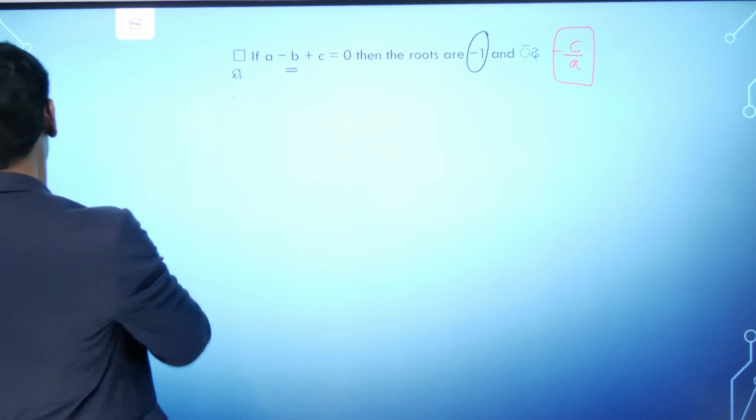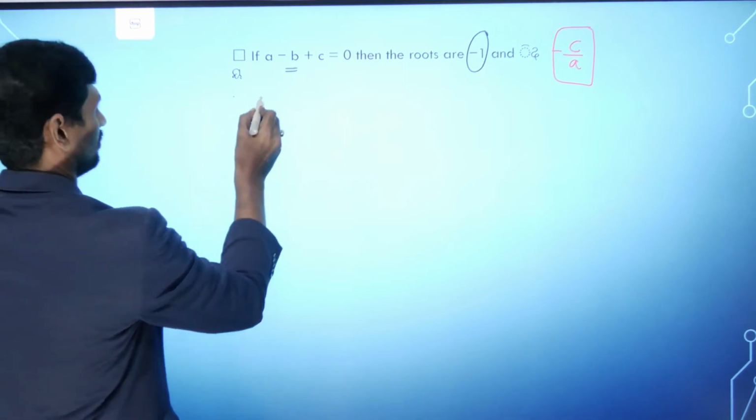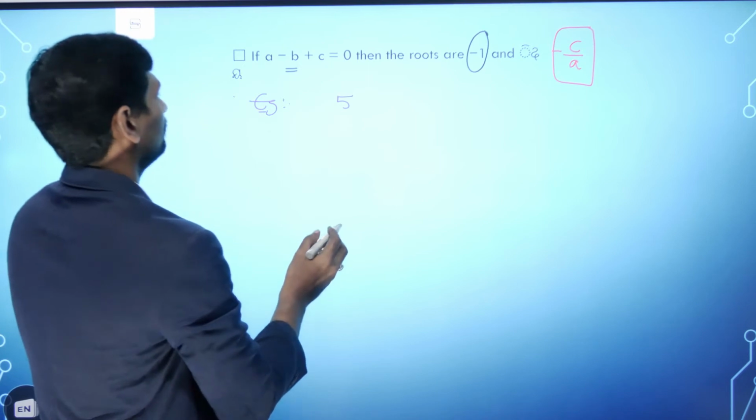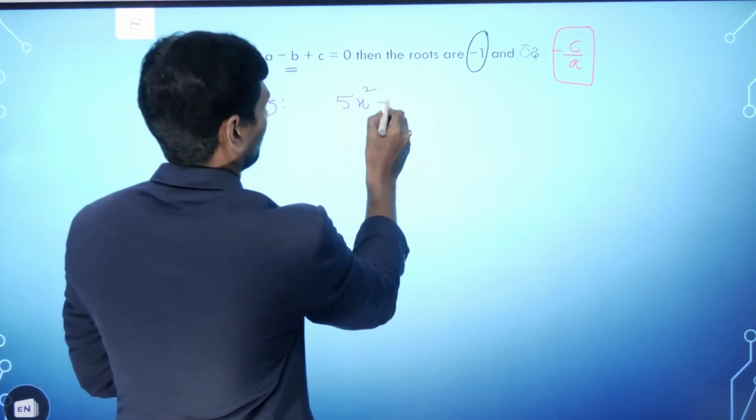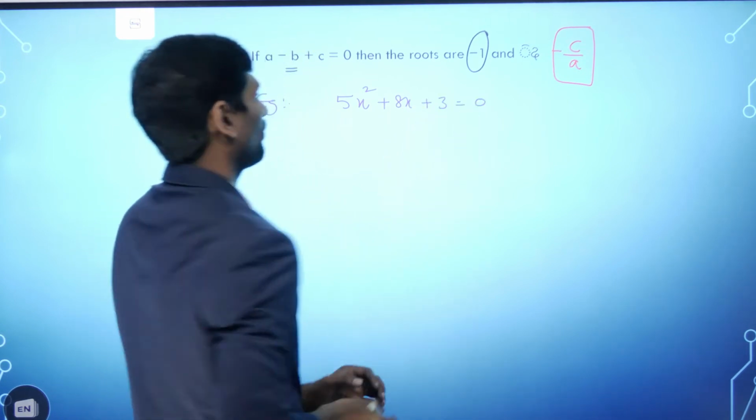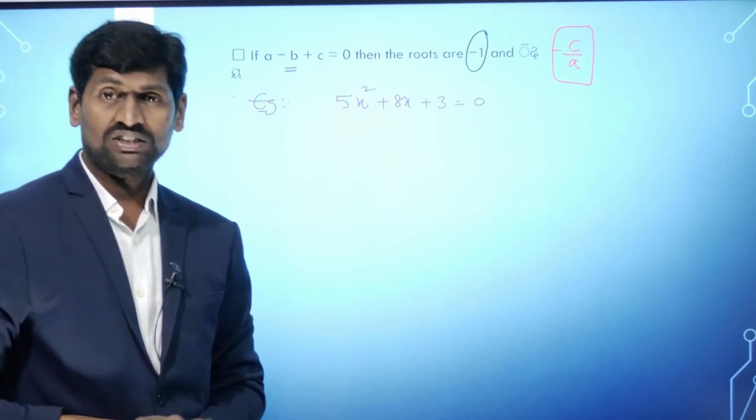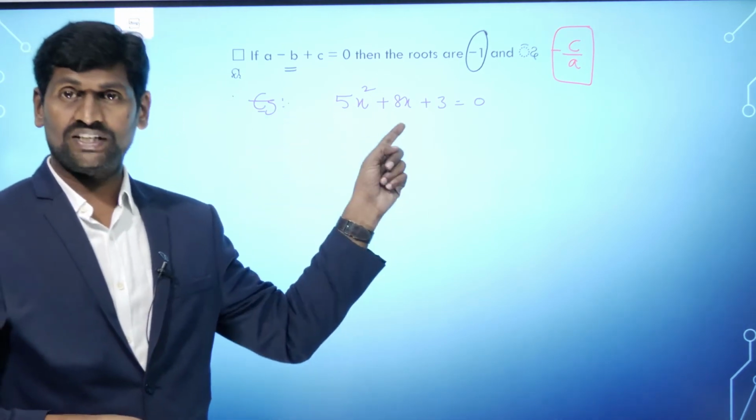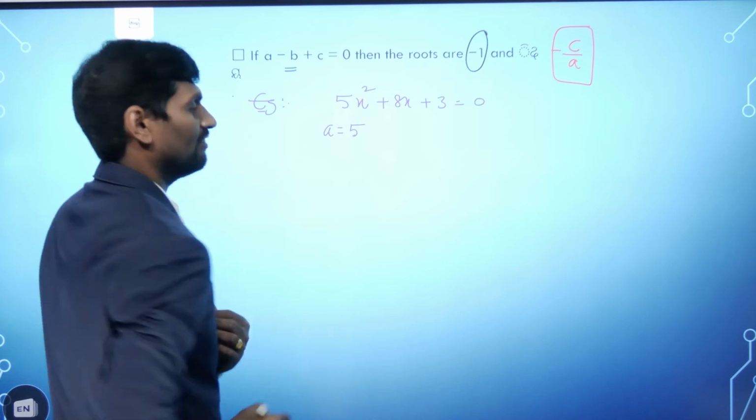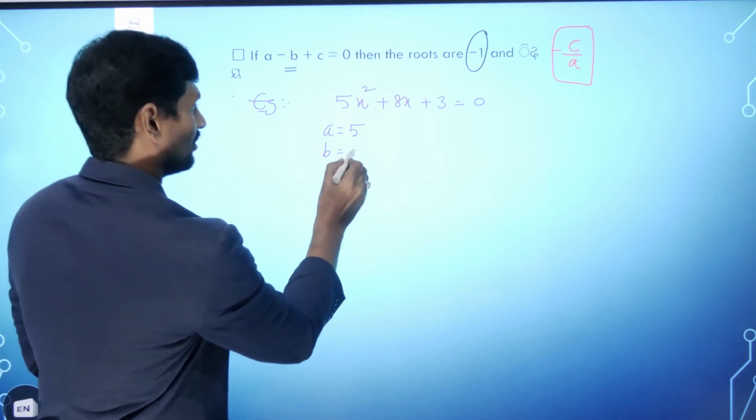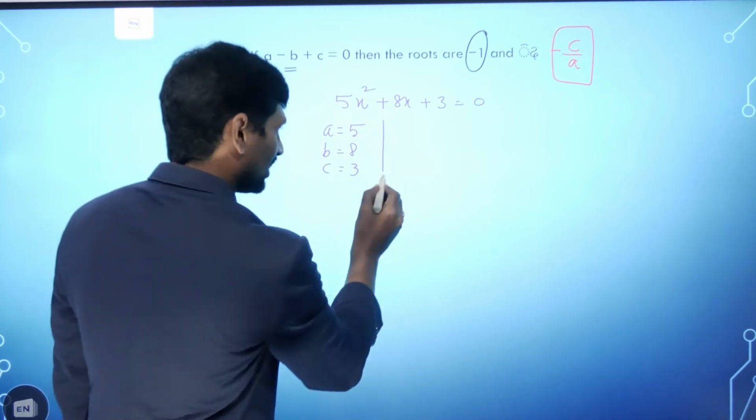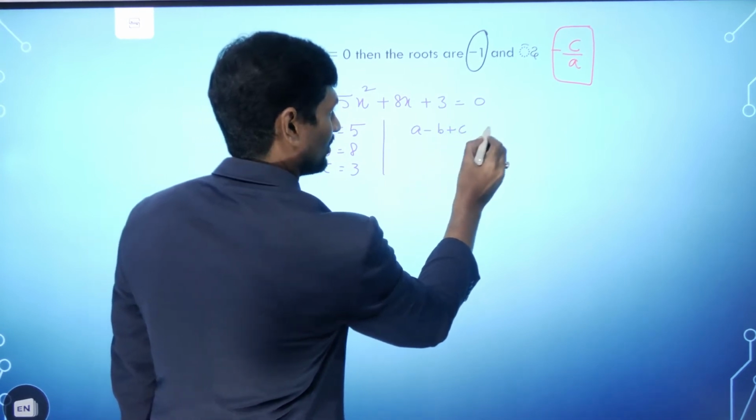Check. Example. 5x square plus 8x plus 3 equal to 0. I am taking the entire quadratic equation with positive symbols. 5x square plus 8x plus 3 equals to 0. Now check what is a value here. Yeah, a value is 5. B value 8. C value is 3. Now check the condition. What is the condition? A minus b plus c equal to 0.